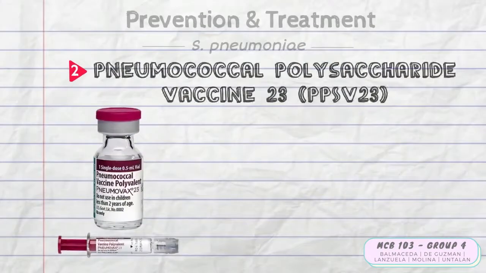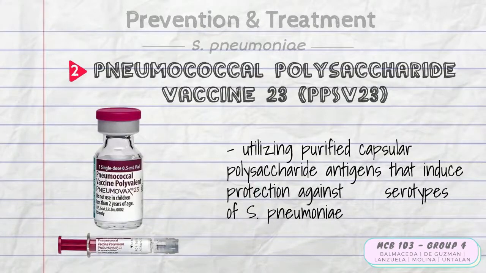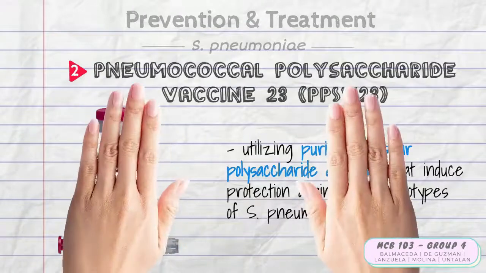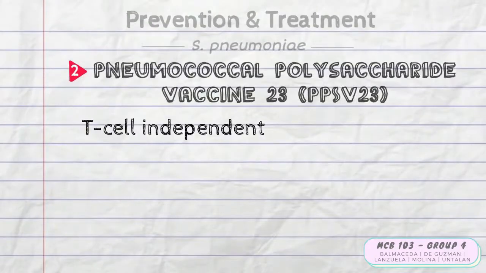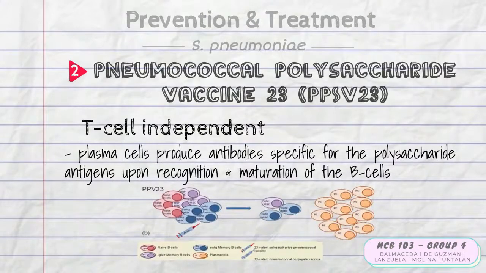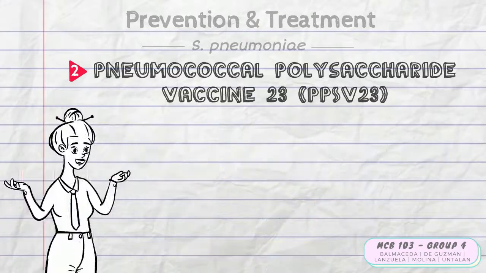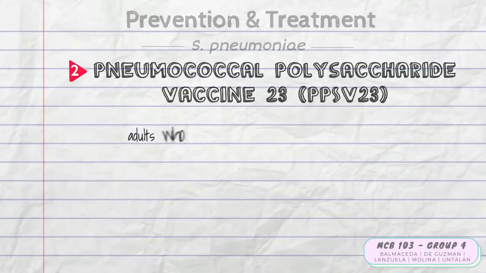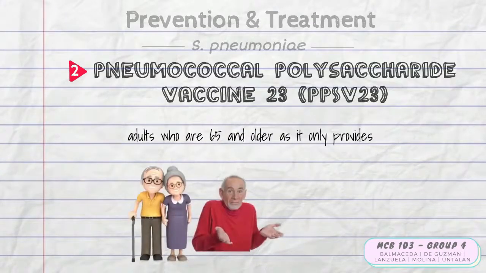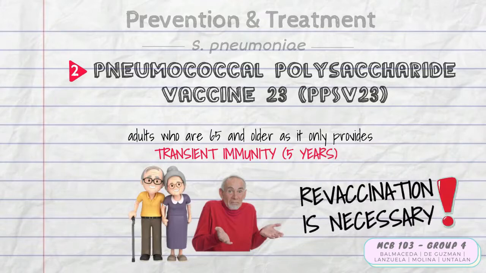Second, the pneumococcal polysaccharide vaccine 23, or PPSV23, utilizing purified capsular polysaccharide antigens that induce protection against 23 serotypes of S. pneumoniae. The mechanism of this vaccine is in a T-cell independent manner, where the plasma cells produce antibodies specific for the polysaccharide antigens upon recognition and maturation of the B cells. This vaccine is given routinely to adults who are 65 and older, as it only provides transient immunity lasting for 5 years. Hence, revaccination is necessary.